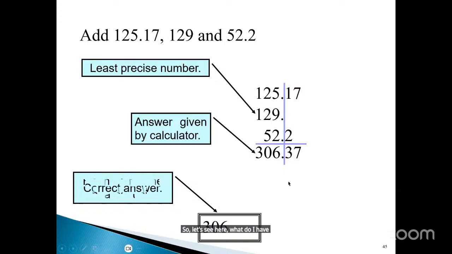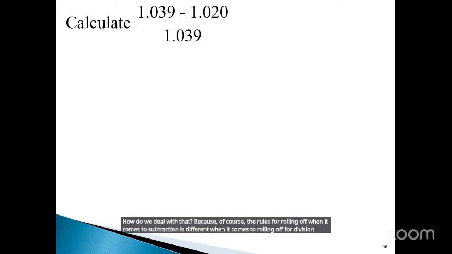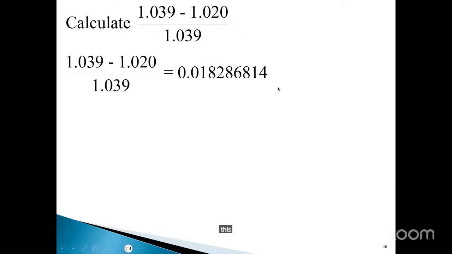So let's see here. What do I have next? Oh, what if you have a combination of addition, well, in this case, subtraction and then division? How do we deal with that? Because, of course, the rules for rounding off when it comes to subtraction is different when it comes to rounding off for division, right? Now, if you were to put all these numbers in the calculator and then press equal, you're going to get this, right? So the question now becomes, how do we round off appropriately?